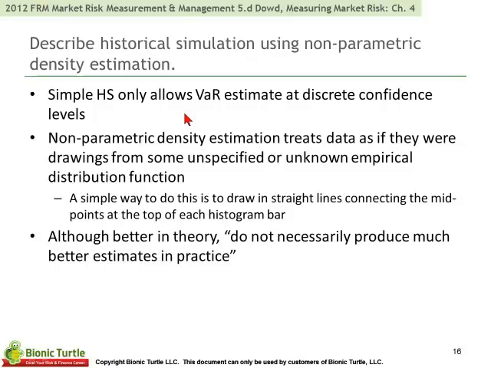Describe historical simulation using non-parametric density estimation. Simple historical simulation only allows the VAR estimate at discrete confidence levels. Non-parametric density estimation treats data as if they were drawings from some unspecified or unknown empirical distribution function. A simple way to do this is to draw in straight lines connecting the midpoint to the top of each histogram bar. Although better in theory, this does not necessarily produce a much better estimate in practice.